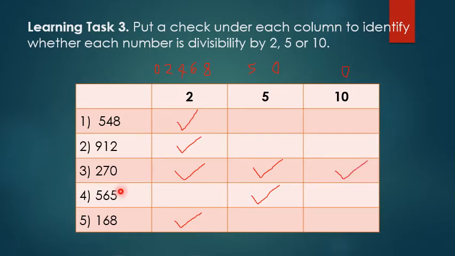How about number 4, 565? Nagtatapos po ba siya sa 0? Okay, hindi po. How about number 5, 168? Nagtatapos po ba siya sa 0? Okay, hindi din po. So, anong mga numbers lang ang divisible sa 2? 548, 912, 270, and 168. How about naman sa 5? Ano lang po ang divisible sa 5? 270 and 565. How about sa divisible by 10? Alin na po ang divisible by 10? 270.